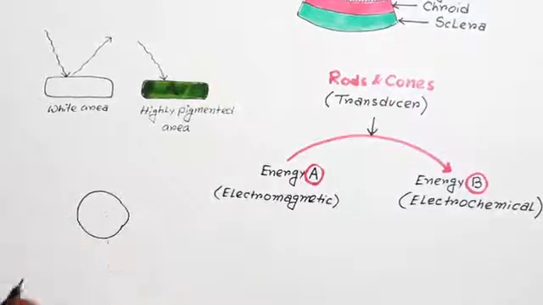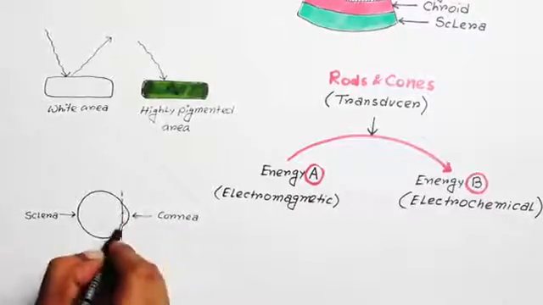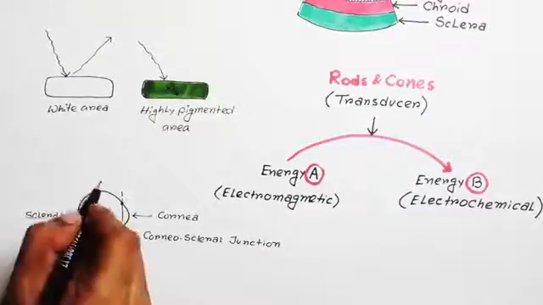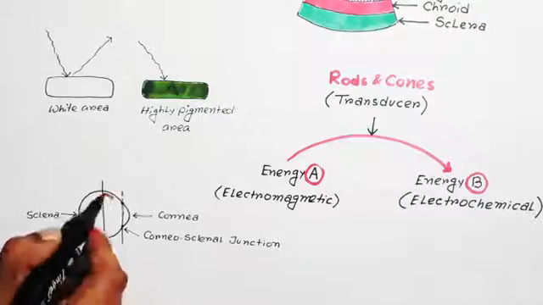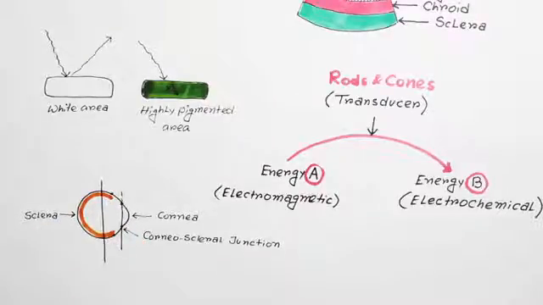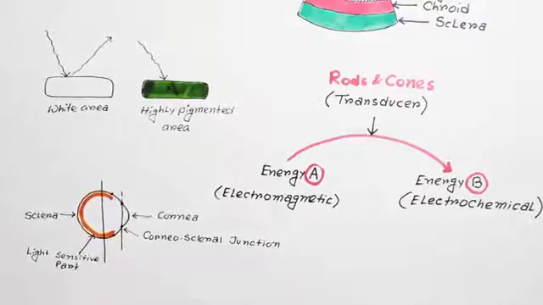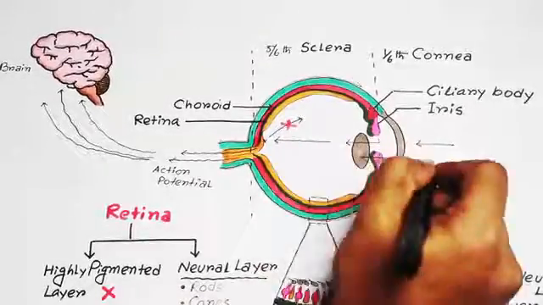Let me draw another diagram. This is sclera and this is cornea. So this portion is the corneoscleral junction and this is the coronal section. Actually, rods and cones extend from backward to forward and end somewhere in the middle of these two points. So what does it mean? Only this portion of retina is sensitive to light, and the portion anterior to this part is not sensitive to light.